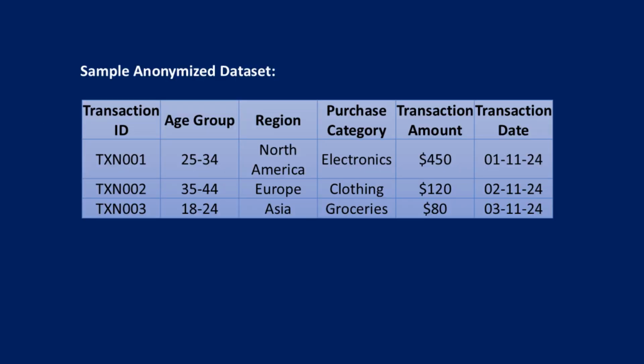So here is an example of an anonymized data set. You can see from this sample data set, there are no names, customer IDs, phone numbers, anything that can be used to identify a customer is not there. So these data sets are used for public sharing and research on a really, really broad scale.